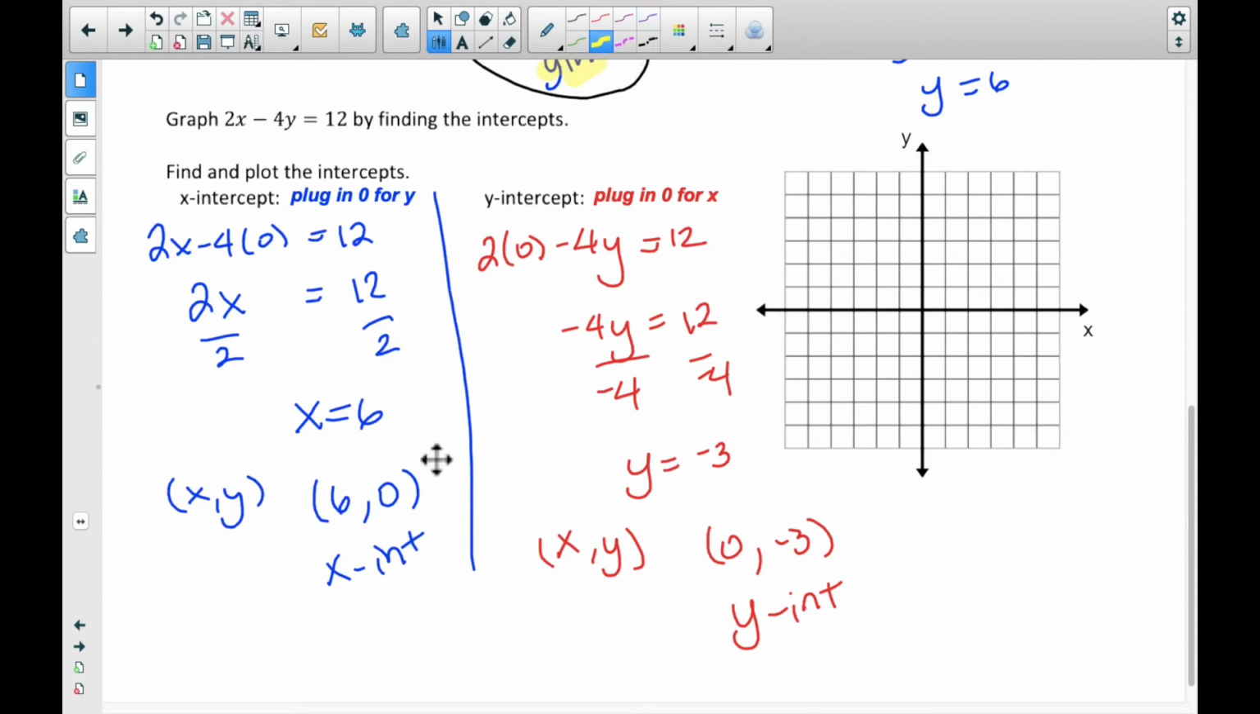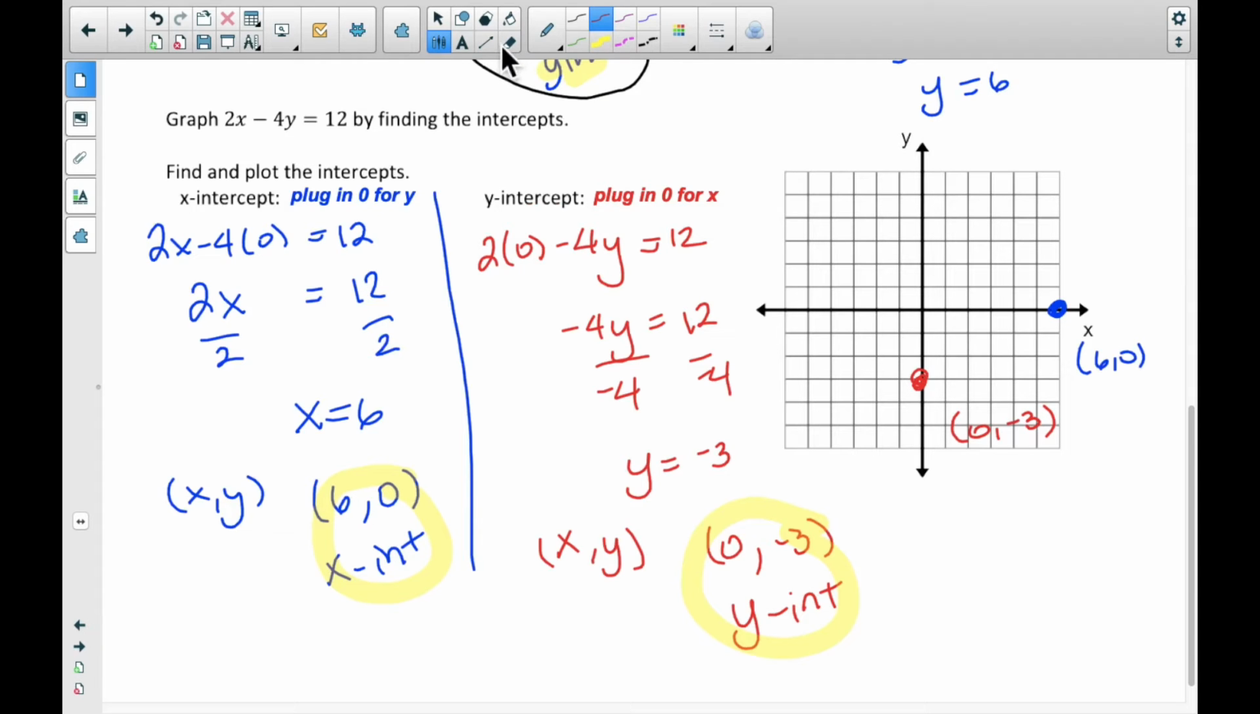All right, what I need to do now is graph these 2 points. This one is at 6, 0. So I'm going to go over to my graph: 1, 2, 3, 4, 5, 6. Here's the point 6, 0. And then 0, negative 3. 1, 2, 3 is right here. That's the point 0, negative 3.